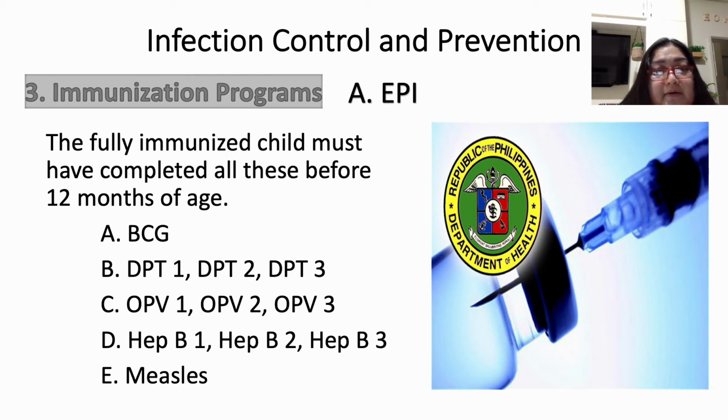As mentioned earlier, one of the premises of the EPI is that by 1 year old, the child should be fully immunized against 7 vaccine-preventable diseases. So what are those diseases? With BCG, the extrapulmonary TB, diphtheria, pertussis, tetanus, polio, hepatitis B, and measles. Let us review these vaccines.